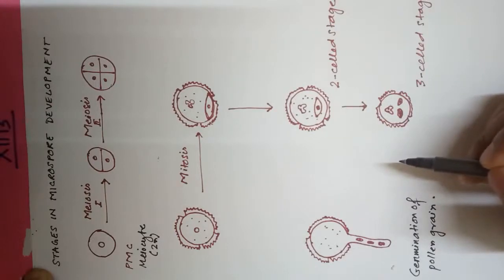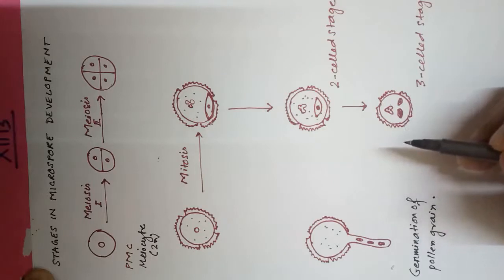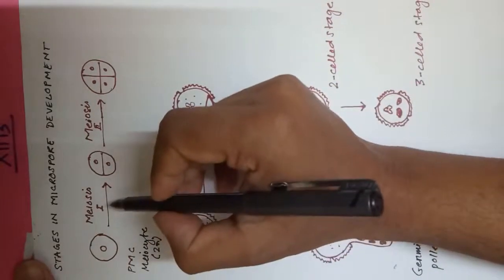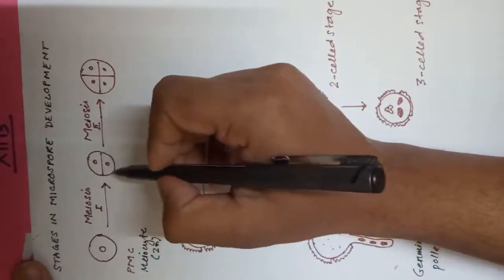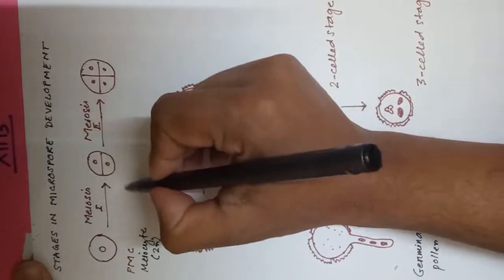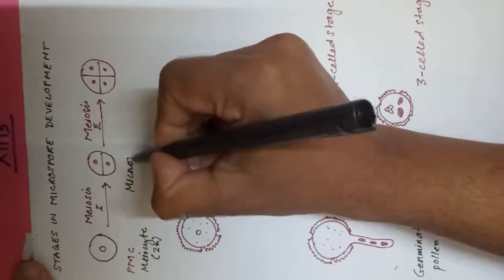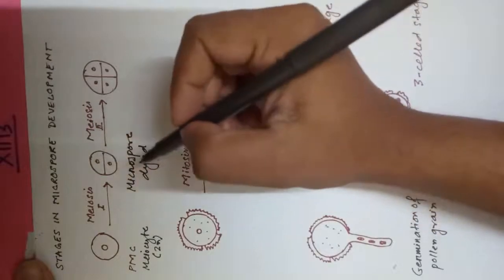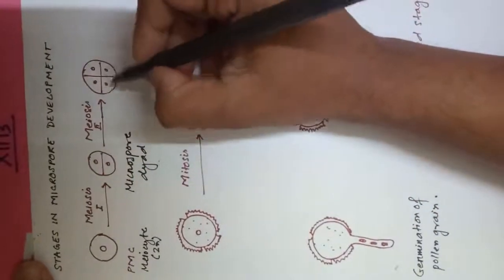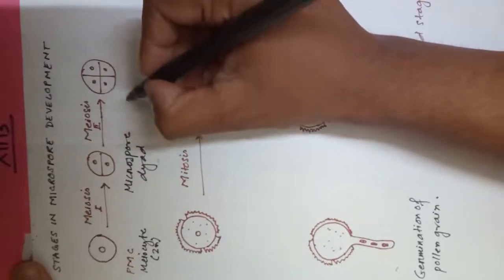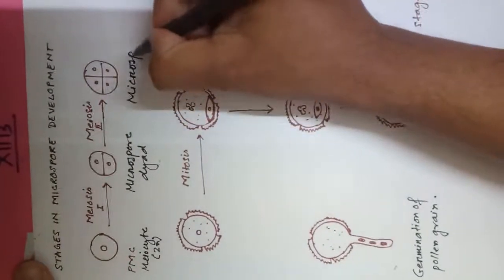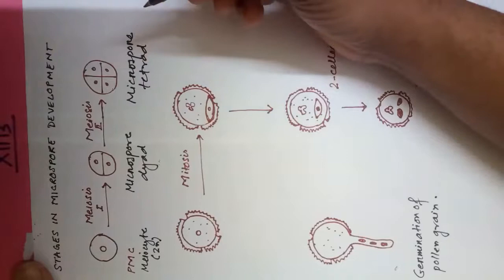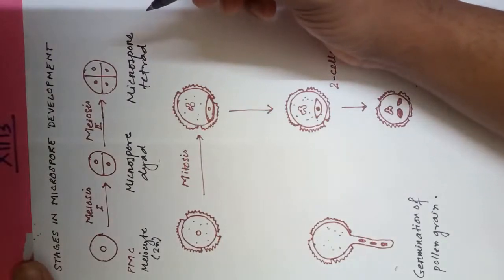Now in order to form the four microspores out of this pollen mother cell, it has to undergo meiosis. After meiosis 1, we get two cells, two microspores, which are termed as microspore dyad. Dyad means two microspores. After meiosis 2 we get four cells, a very rough representation of the four cells, which is called microspore tetrad. Since that is a collection of four microspores, it's called microspore tetrad.